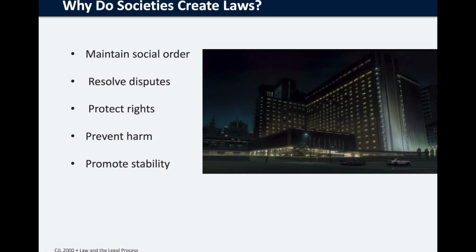So, why do societies create laws? The law serves several major purposes: maintaining social order, resolving disputes, protecting rights, preventing harm, and promoting stability. As a society, we create laws because larger groups of people, the masses, require systems of order and predictability. Without the law, many disputes, as is definitely shown throughout history, have been resolved through force, intimidation, or even just personal retaliation.